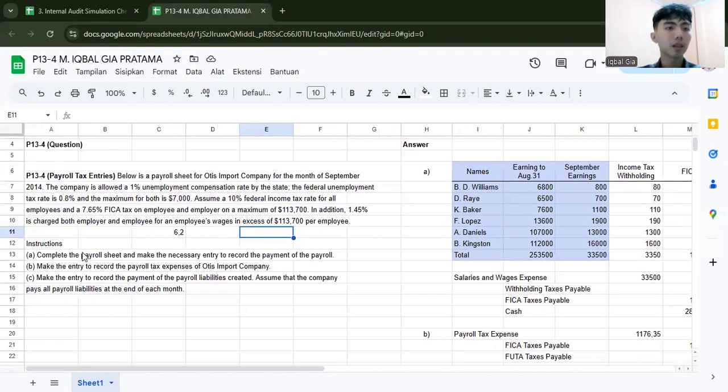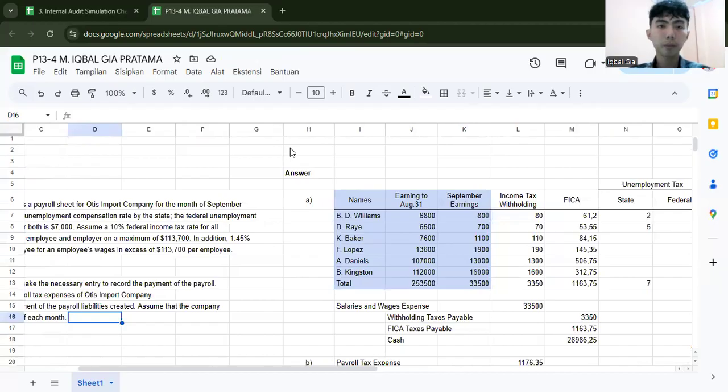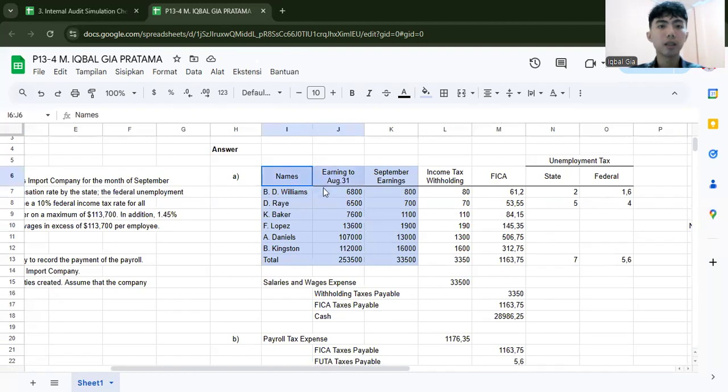The instruction given is: A, complete the payroll sheet and make the necessary entry to record the payment of the payroll. B, make the entry to record the payroll tax expenses of this import company. And last, make the entry to record the payment of the payroll liabilities created, and assume that the company pays all payroll liabilities at the end of each month. So we will jump into the answer section. Right here is the question with the data given.